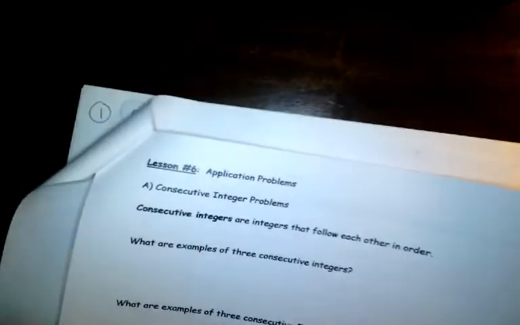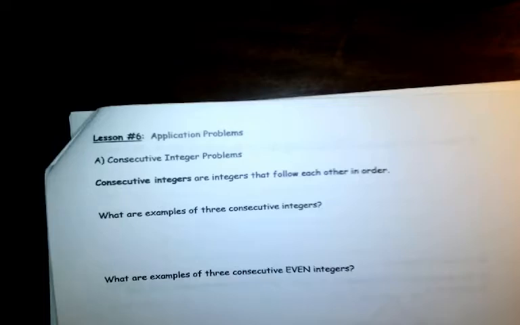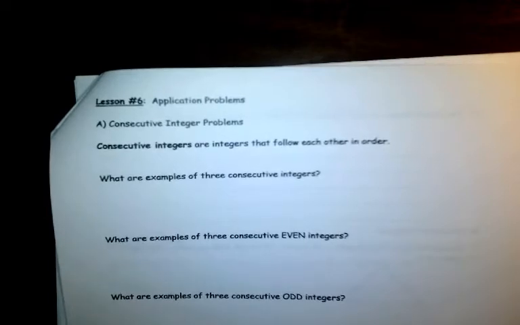And we're going to talk about one kind of application problem today. So, essentially like a word problem. But these are really common questions that show up on the Algebra 1 regions in the past. So that's why we're taking a little time to focus on just these particular kinds.